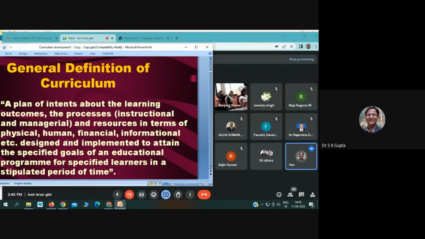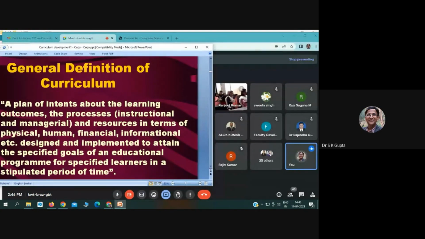Then we require some human resources. Human resources means your faculty and staff. What type of faculty will be required as per AICTE, All India Council for Technical Education? What will be the human resource requirement? What will be the financial requirement, recurring and non-recurring? And what will be the requirement of informational resources? Informational resources means your library, your books, your journals. So all these are given in the curriculum to implement the program.